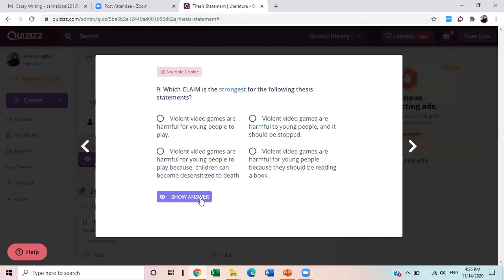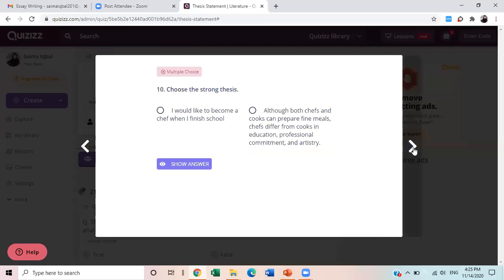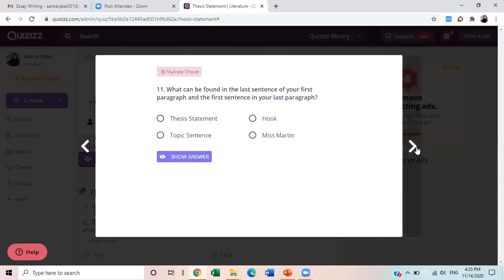Excellent. And you see, you understand. Business students, I'm glad that you understood the importance of the thesis statement. You are able to identify the claim in the thesis statement. Nice. Choose the strong thesis. I would like to become a chef when I finish school. We have done that, right? Number 11: what can be found in the last sentence of your first paragraph and the first sentence in your last paragraph?